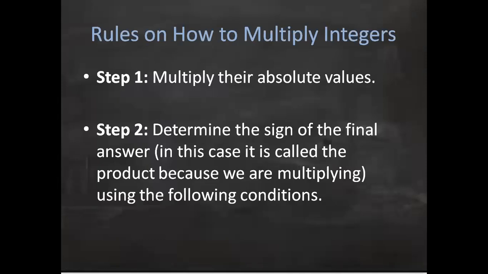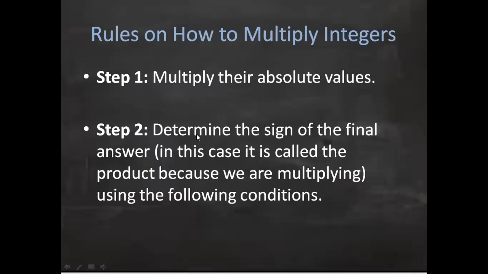Step 1 is to multiply their absolute values. Absolute value means without considering the sign. For example, the absolute value of plus 5 is 5, and the absolute value of minus 5 is 5. After you've multiplied the absolute values, forget about the sign, just multiply the values.